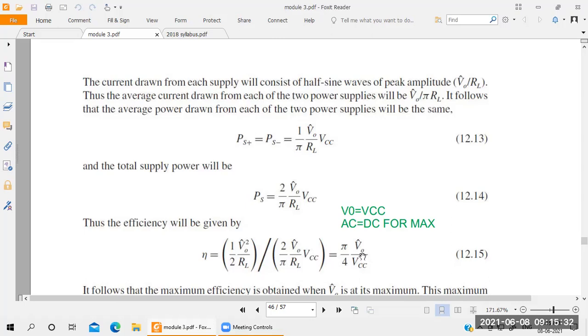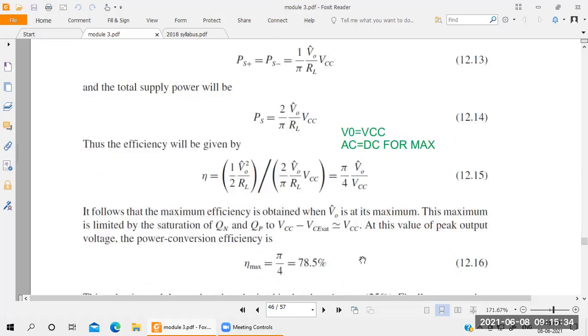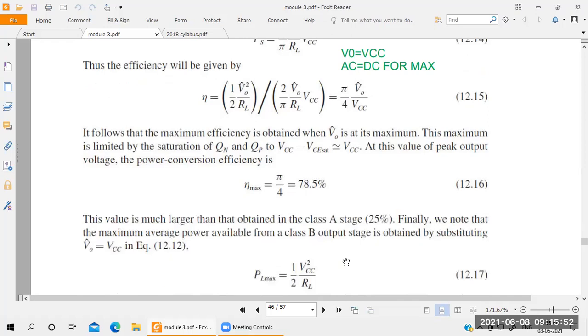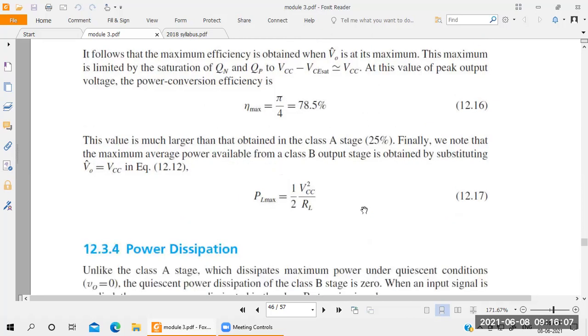Suppose when the output voltage is equal to the input DC, that means V naught is equal to VCC. So what will we get? Pi by 4. Pi by 4 means how much? 78.5% efficiency. In class A, how much did you get? 25%. In class B, how much? 78.5%. Understood? So this is the maximum power efficiency equation.